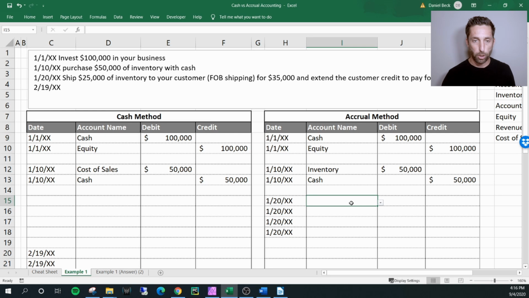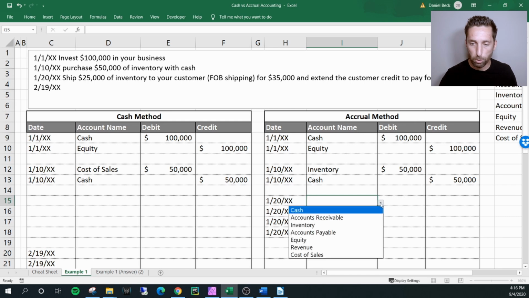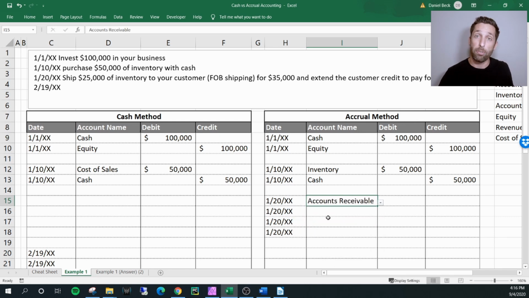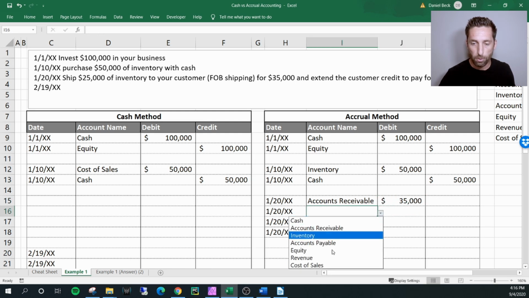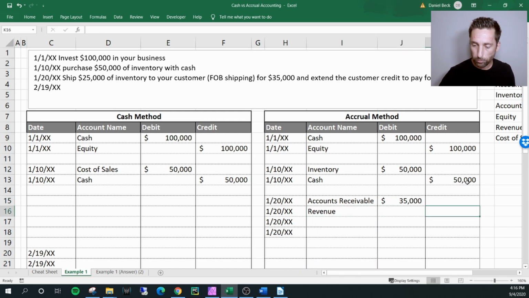So the first thing we'll do is record the revenue piece. What we do in the accrual basis is record an accounts receivable saying, hey, we've made a sale, we haven't been paid for it, and we need to receive it. So I will go ahead and record the $35,000 sales price. I will also record the revenue of $35,000, and I will also record the cost of the inventory in this transaction.